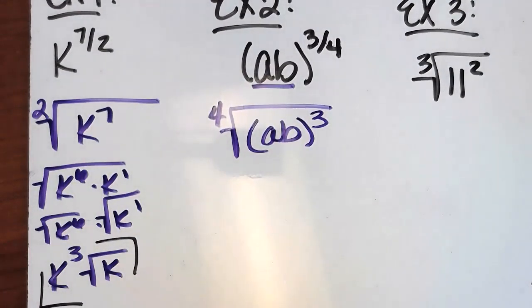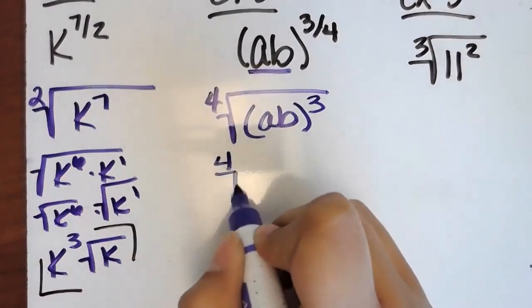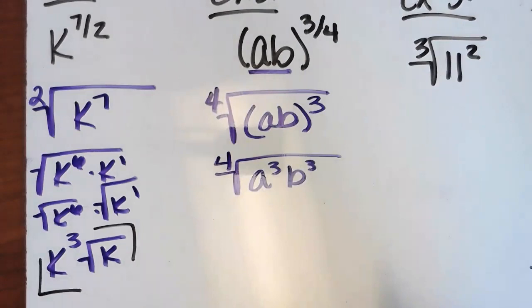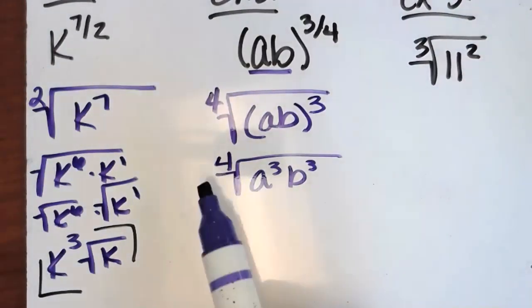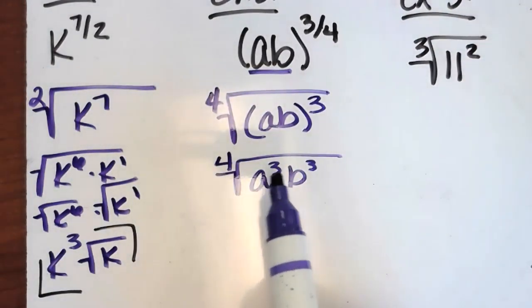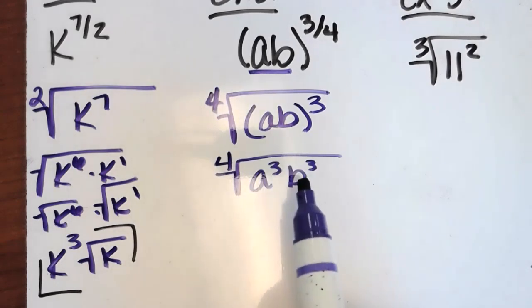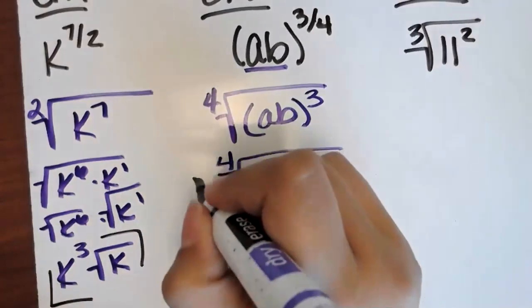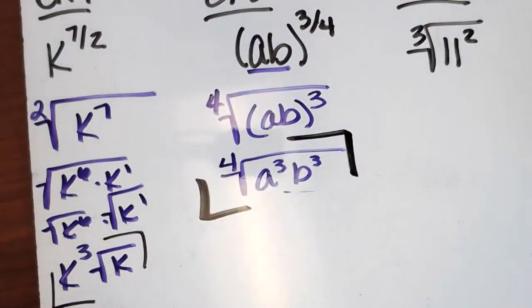And having A and B to the 3rd power, you could distribute the 3 back over as A cubed, B cubed. And then you check, can you simplify these? And in this case, you can't, because these exponents are smaller than the index, so we can't even break this up. So this would be your answer.